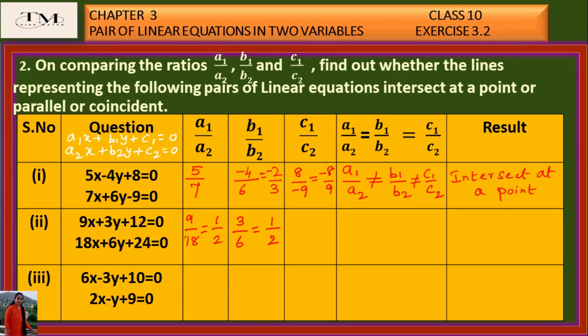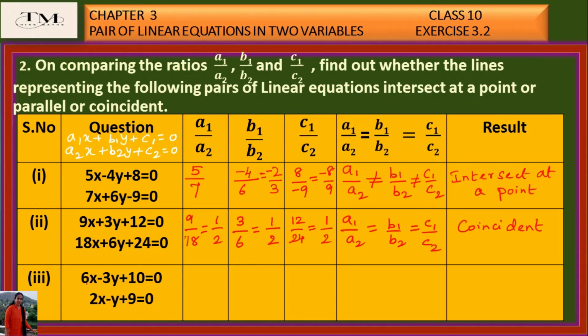Next C1 by C2 is 12 divided by 24. So we can divide by 12. 1 12s are 12, 2 12s are 24. So we get all the answers equal. That is, A1 by A2 equal to B1 by B2 equal to C1 by C2. So if all are equal, then the equations are coincident. So both the equations will lie one upon the other.